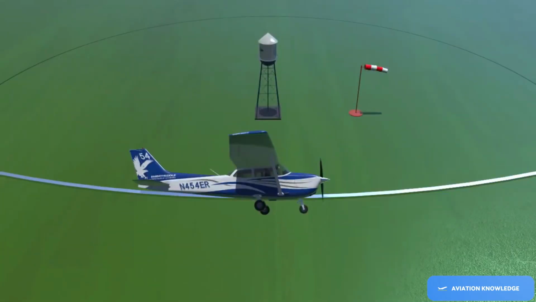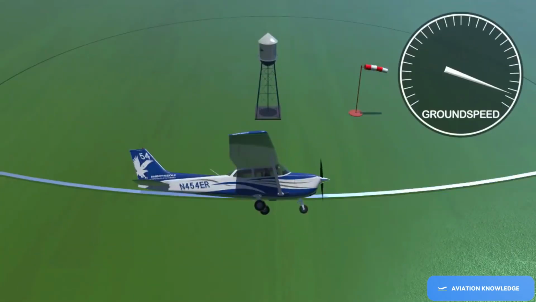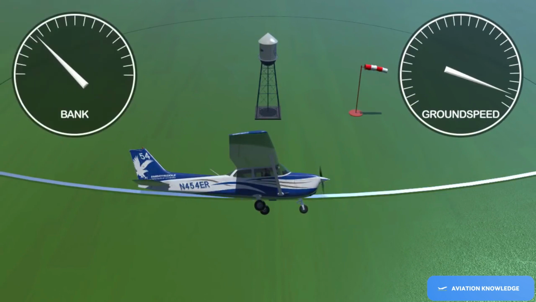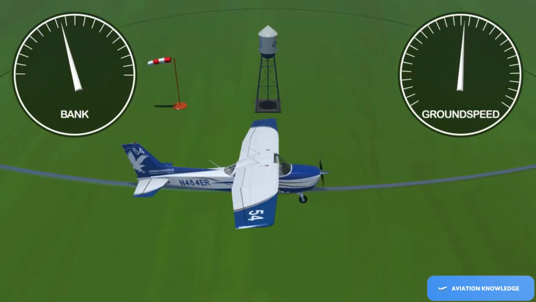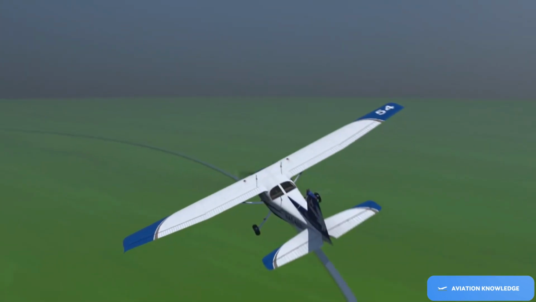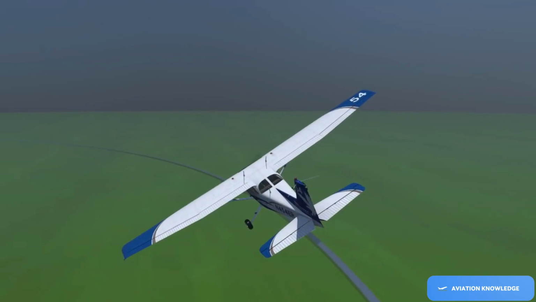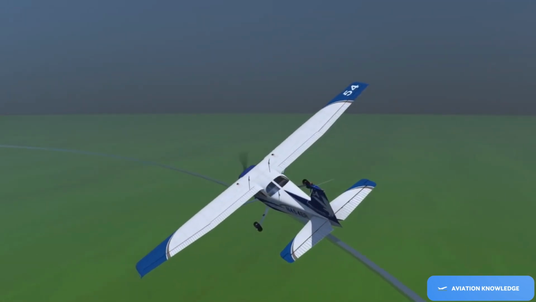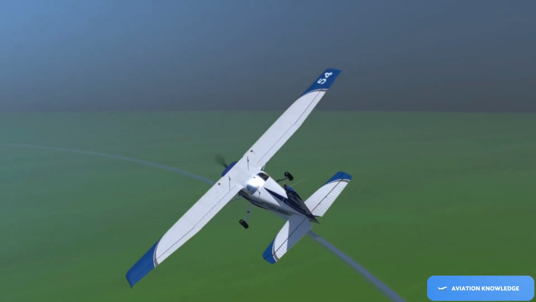When flying on the downwind heading, your ground speed will be the greatest. This part of the circle will require the steepest angle of bank and the fastest rate of turn. When flying on the upwind heading, your ground speed will be the least. This part of the circle will require the shallowest angle of bank and the slowest rate of turn. You can therefore see that to maintain this constant radius, the airplane's bank and rate of turn will gradually but continuously change in proportion to the ground speed.